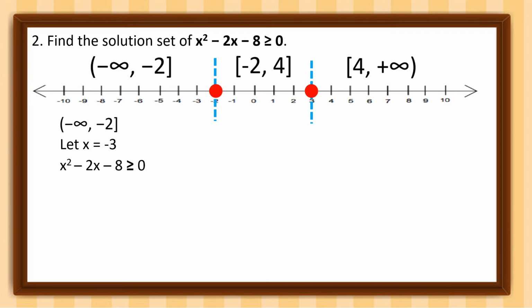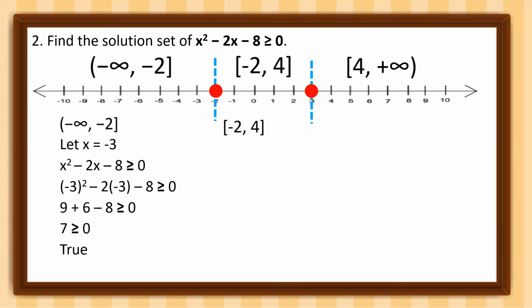And let us substitute negative 3 to the value of x. We will have the quantity of negative 3 squared minus 2 multiplied by negative 3 minus 8 that is greater than or equal to 0. Thus, we will have 9 plus 6 minus 8 that is greater than or equal to 0. And we will have 7 greater than or equal to 0. Do you believe that 7 is greater than or equal to 0? Yes. Therefore, it is true.